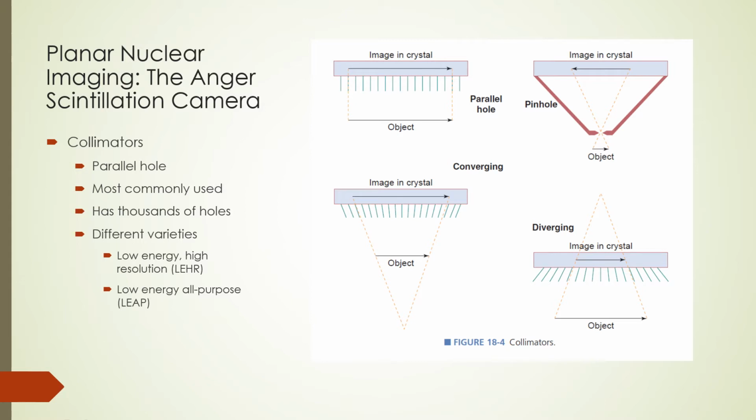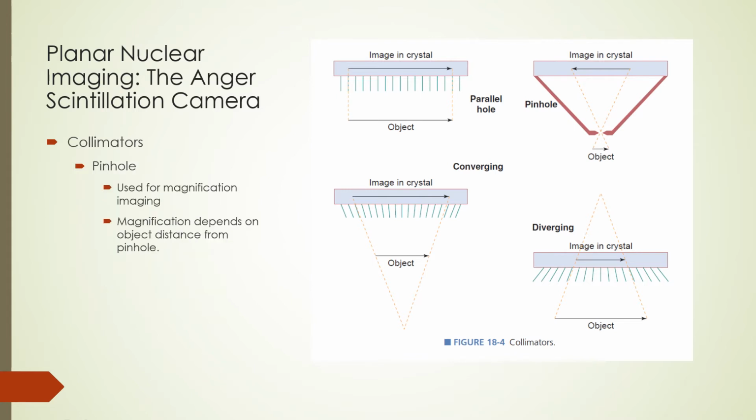Most scintillation cameras used in nuclear medicine come with a variety of collimators. Examples are low energy high resolution, LEHR, or low energy all-purpose, LEAP. In parallel hole collimators, image size is not influenced by object to collimator distance, but spatial resolution decreases with object distance from collimator. Field of view also is unaffected by object distance from collimator.